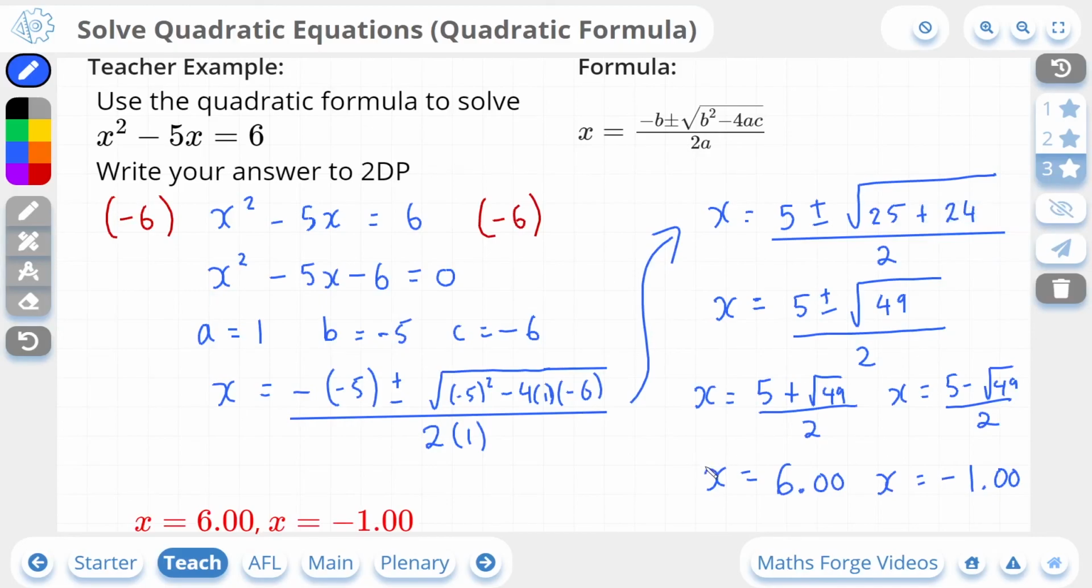And that's it for the lesson on solving quadratic equations using the quadratic formula. I'd strongly urge you to remember the quadratic formula, as it's going to be easier and less hassle for you to answer these questions.